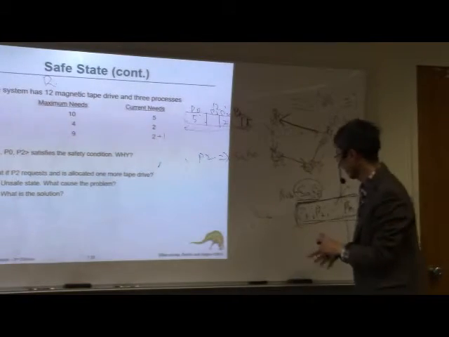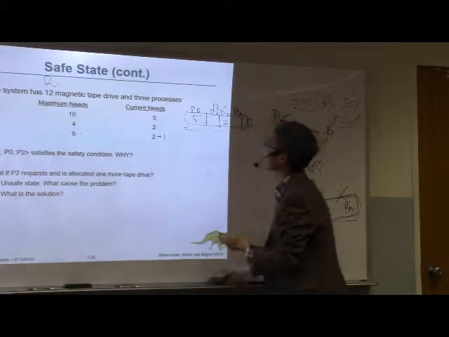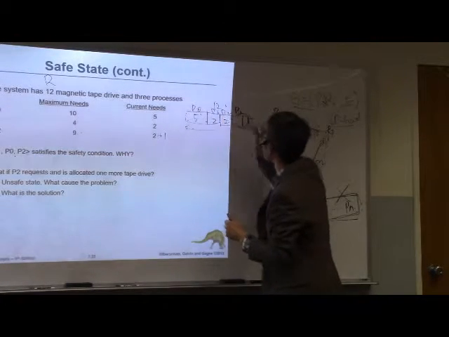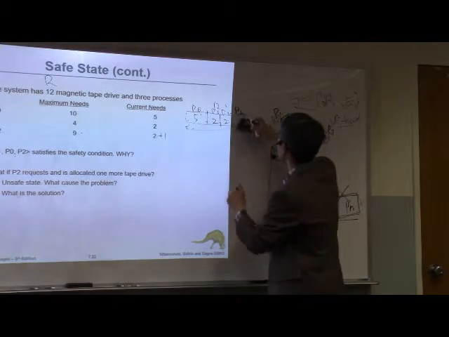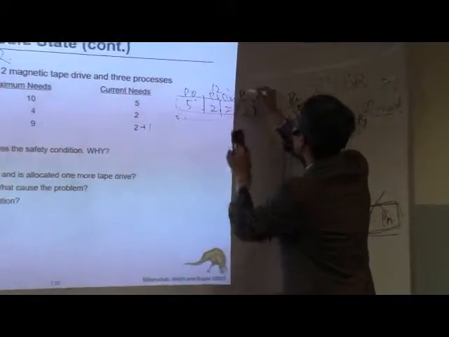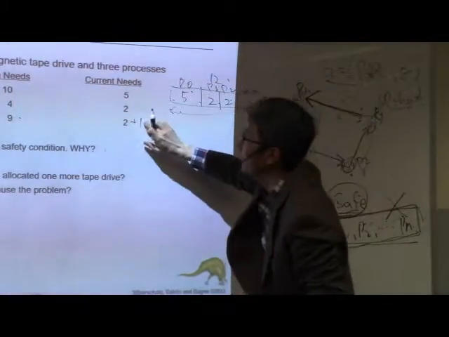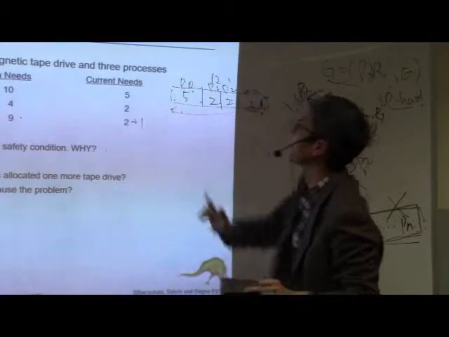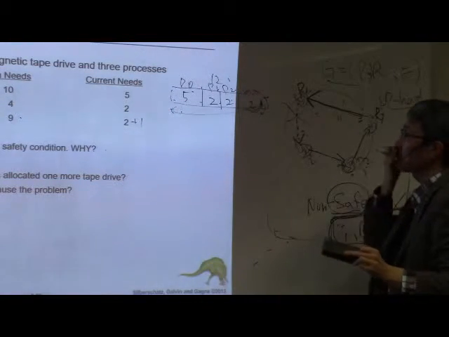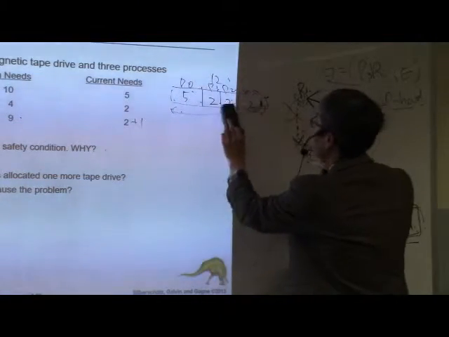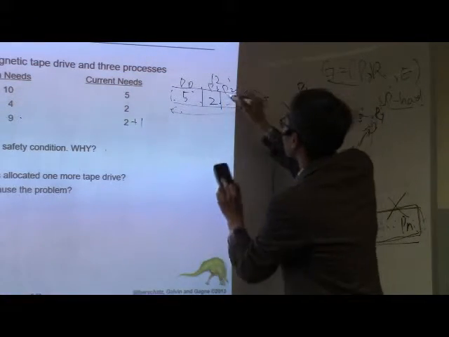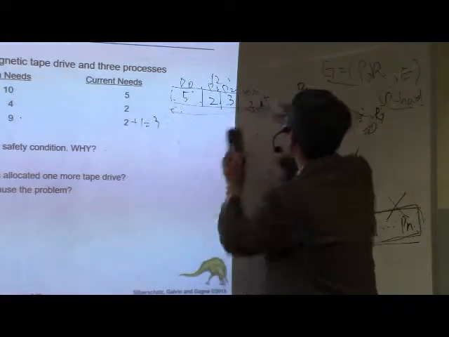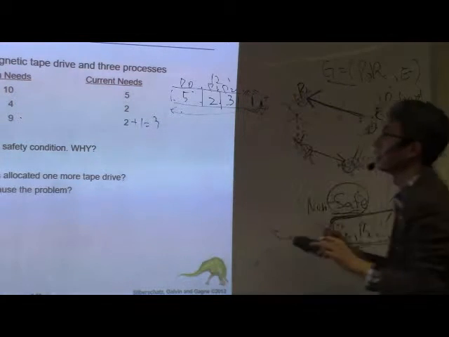Okay, so let's check. This time, two of them are available, so free. Then if P2 requests one more, suppose that this is 3, and 1 is available.